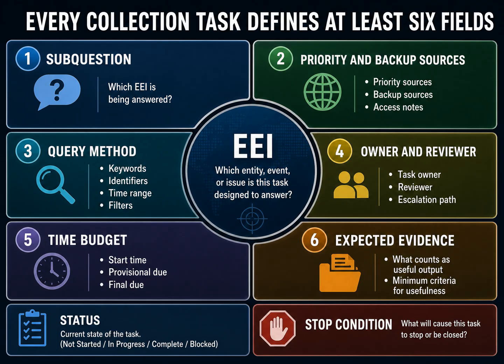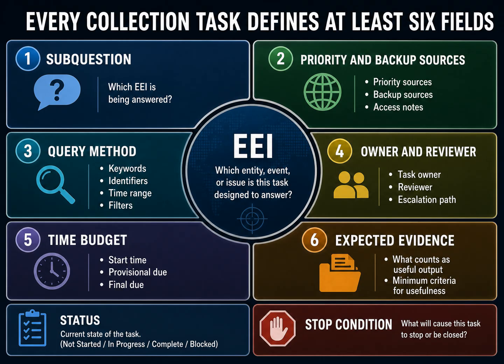Every collection task defines at least 6 things. Which EEI are we answering? What are the priority and backup sources? Which keywords, identifiers, time ranges, and filters will we use? Who executes and who reviews? How much time is available? And what evidence should the task produce?